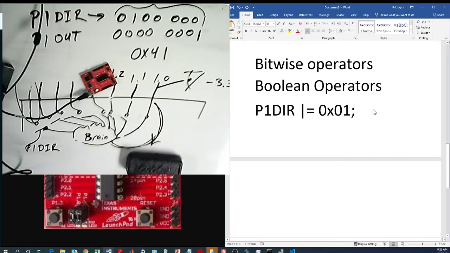We're going to talk about bitwise and Boolean operators, and we're going to go through whole bunches of these. That was kind of the teaser. Let's talk about Boolean first. You should be very familiar with Boolean.